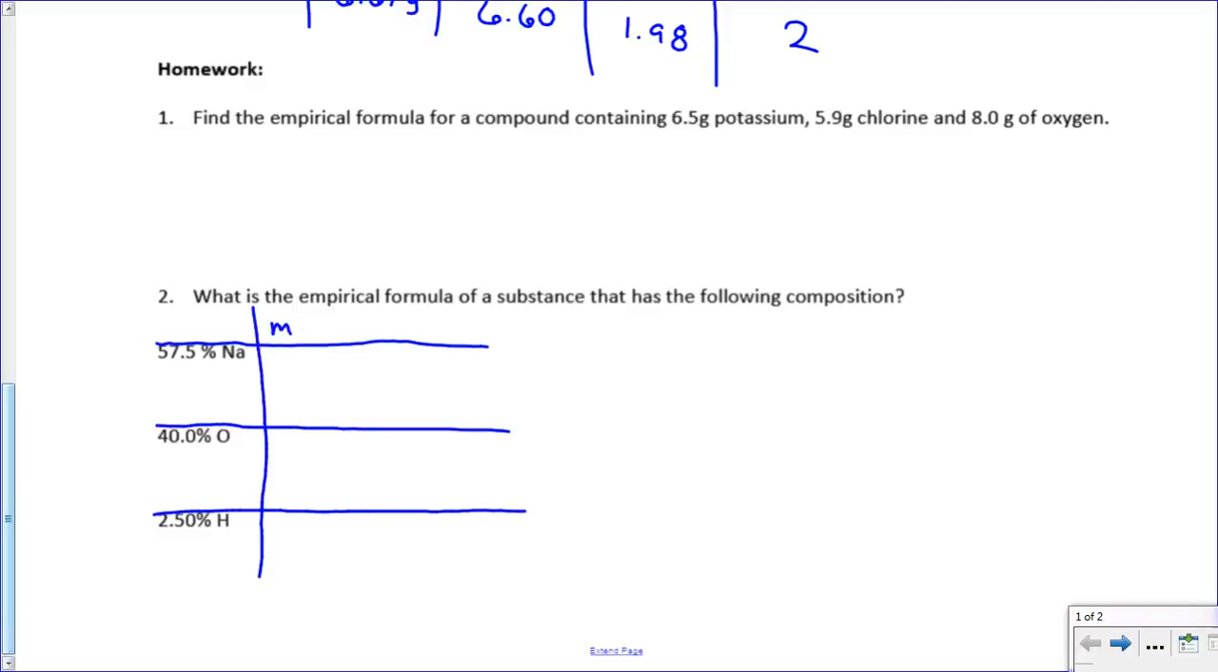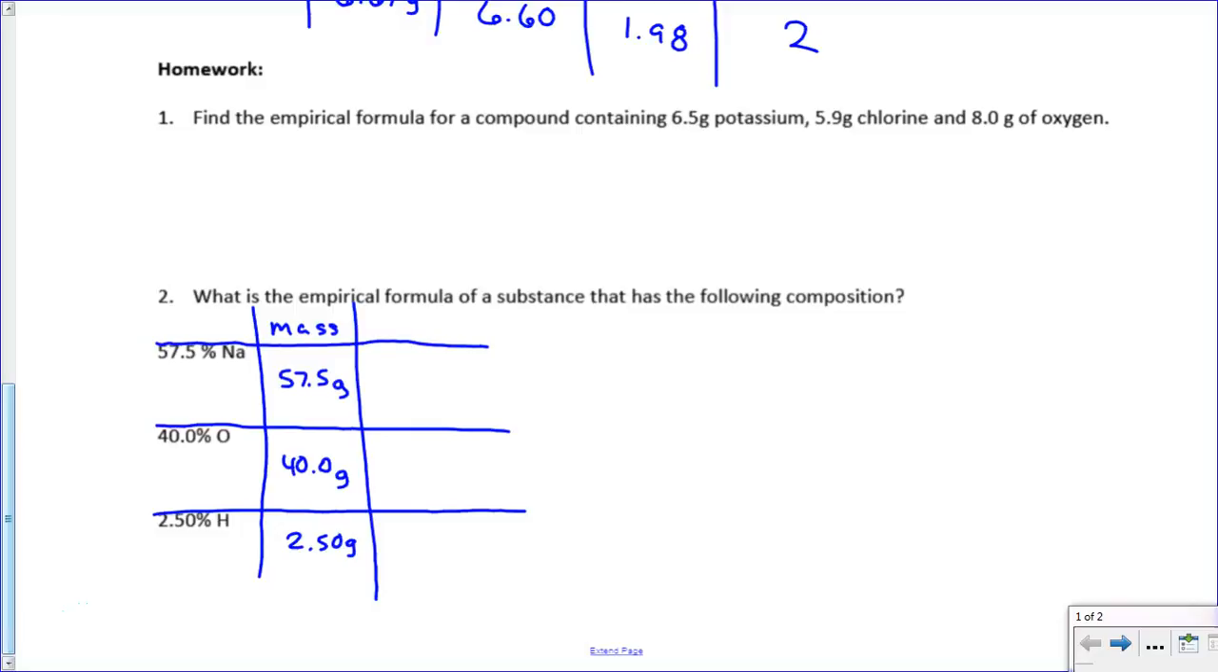So we start off with mass. Remember the way that you get the mass is you just assume that we've got 100 grams and then copy the percentages over. So 57.5 grams and 40.0 grams and then 2.50 grams.